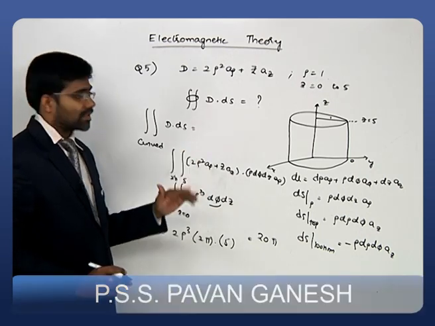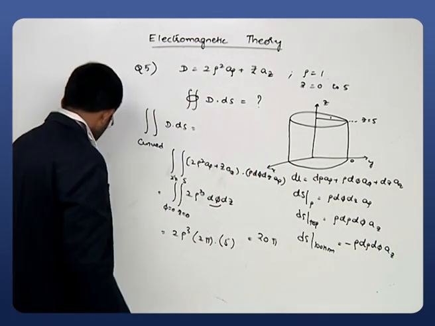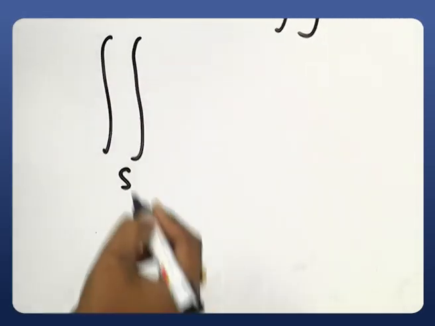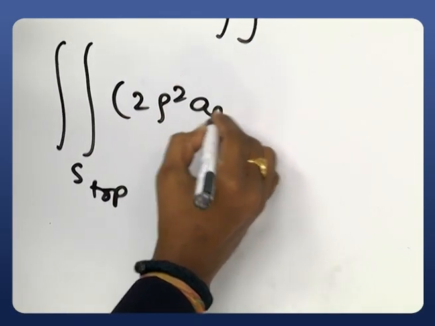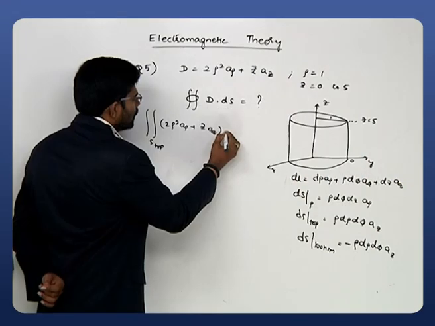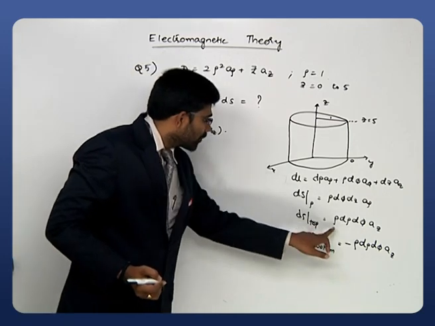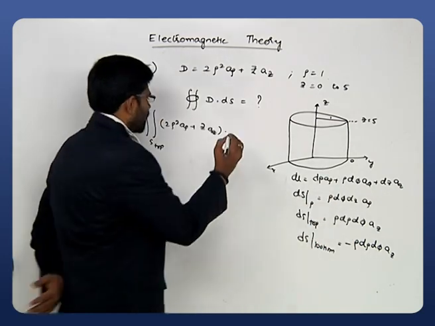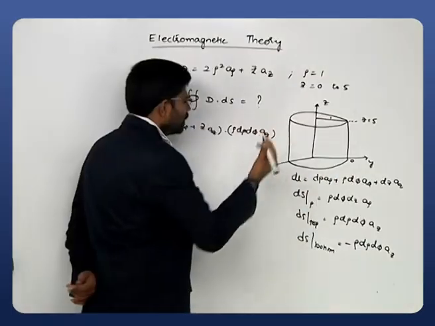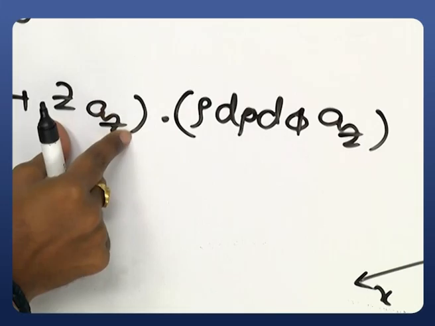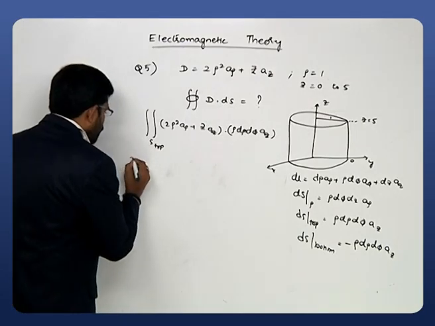Still we have two more surfaces, that is the top surface and the bottom surface. We need to substitute those two also, right? Now the surface integral for the top. What I am considering is the top. Substitute this D, 2 rho square a rho plus z a z, dot the differential surface, which for the top is rho d phi d rho a z. Now once again this z term only remains for us. The remaining terms will vanish, since the dot product gives you 0, so no need to consider them.